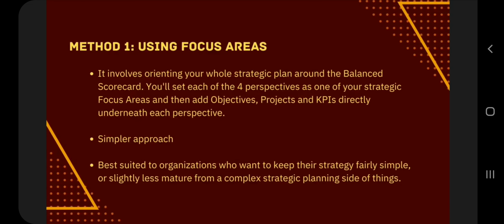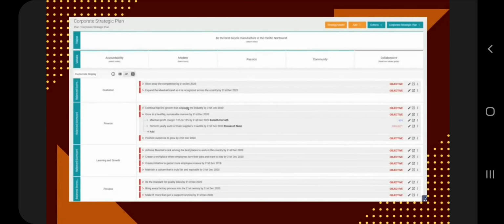It is necessary to designate each of the four perspectives as one of the focus areas, with those focus areas aligning the objectives, projects, and KPIs. Because it is a considerably simpler method, it is best suited to firms that are simple or somewhat less mature in terms of complex strategic planning.